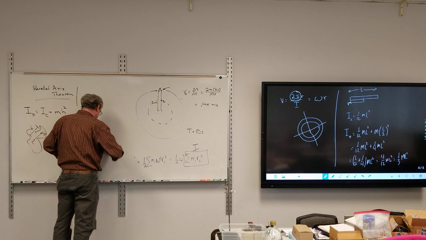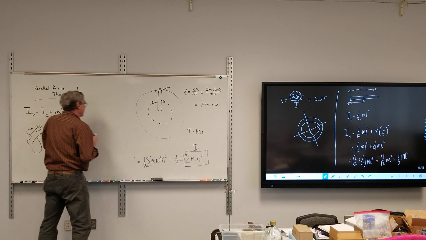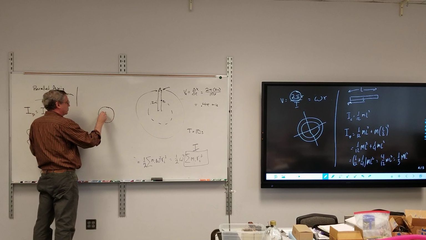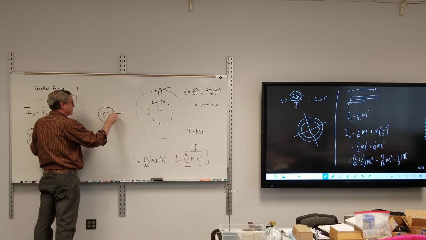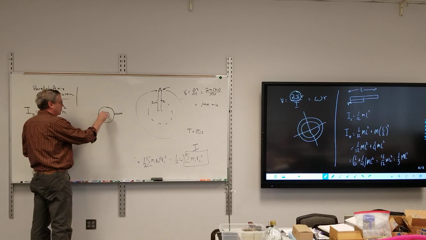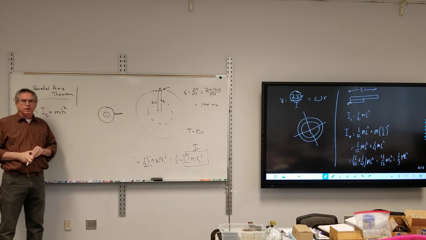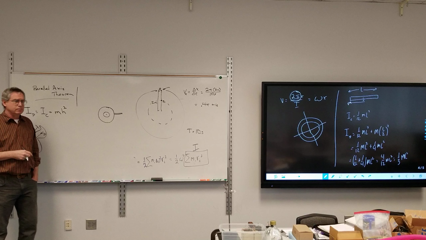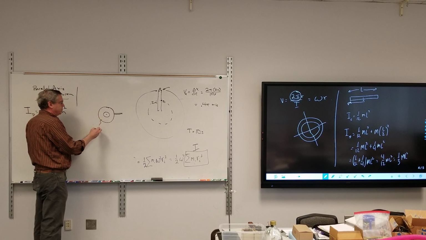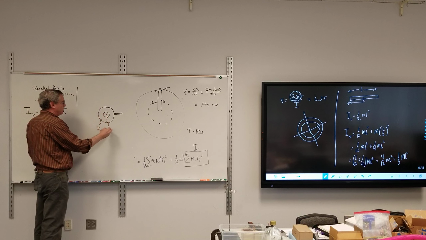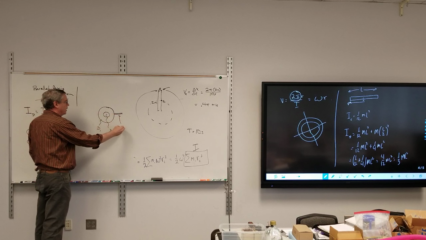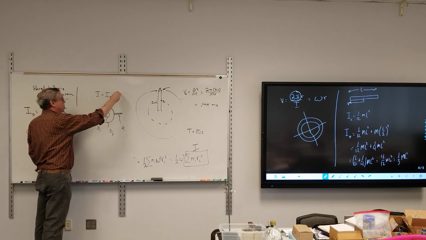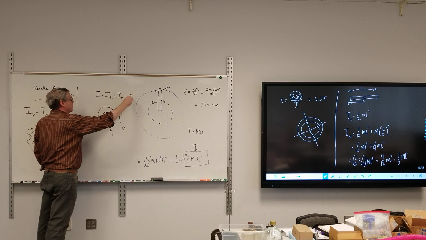Where you have an object, you have a disk. Actually, there's 2 disks there. And then I have a rod sticking out, and it's rotating about that point right there. And the question is, what's the moment of inertia of this? So I have, we'll call it disk 1, disk 2, and rod. The total moment of inertia is the moment of inertia of disk 1 plus the moment of inertia of disk 2 plus the moment of inertia of the rod.